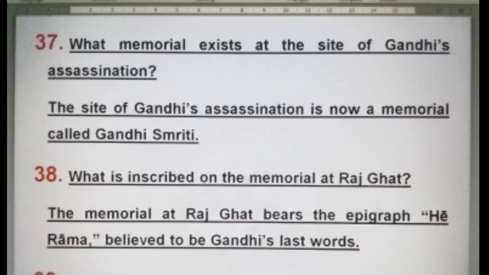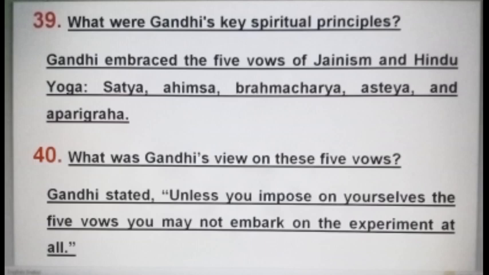What memorial exists at the site of Gandhi's assassination? The site of Gandhi's assassination is now a memorial called the Gandhi Smriti. What is inscribed on the memorial at Rajghat? The memorial at Rajghat bears the epigraph, that is, "Hey Rama," believed to be Gandhi's last words.